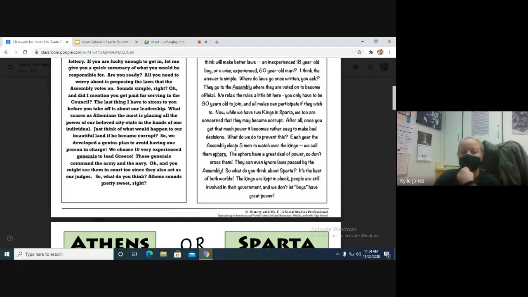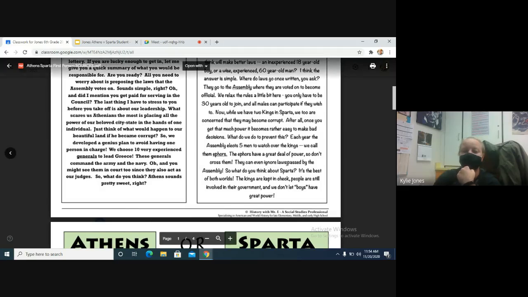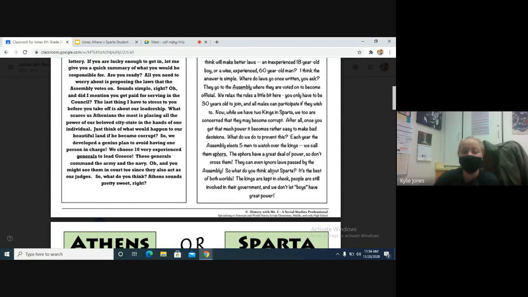Each year, the assembly elects 5 men to watch over the kings. We call them the ephors. The ephors have a great deal of power, so don't cross them. They can even ignore laws passed by the assembly. So, what do you think about Sparta? It's the best of both worlds. The kings are kept in check, people are still involved in their government, and we don't let the boys have great power.